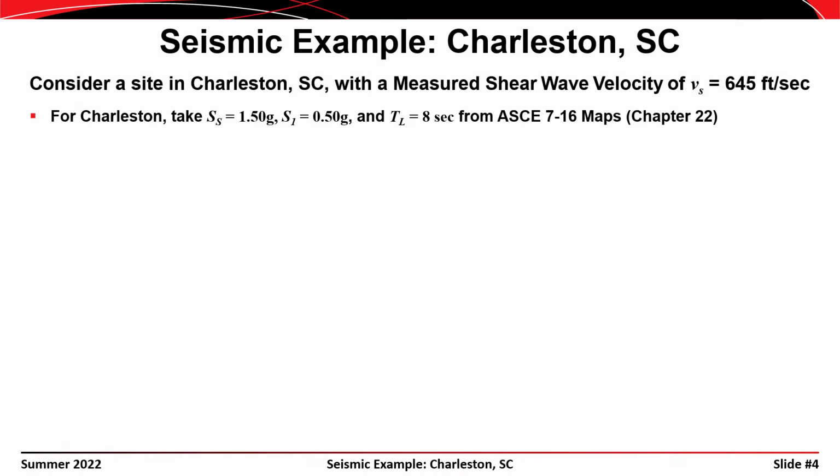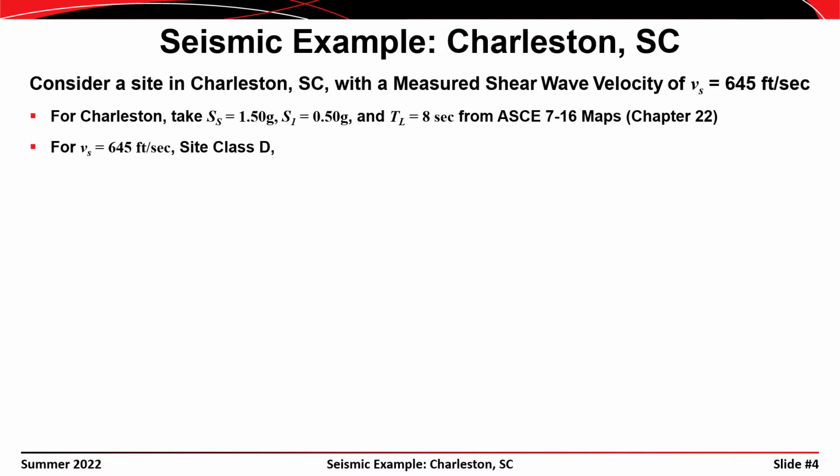For this particular site in Charleston, South Carolina, we're going to take S sub s as 1.5 times G. We're going to take S sub 1 as 0.5 times G. And we're going to take T sub L equal to 8 seconds. These values come from the 2016 edition of the ASCE7 standard, Chapter 22.